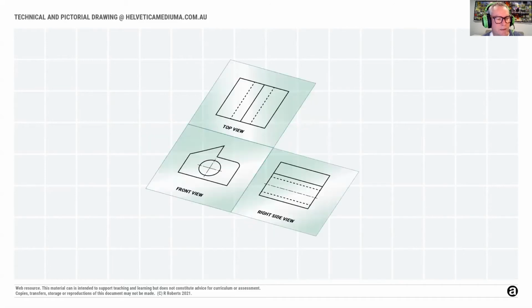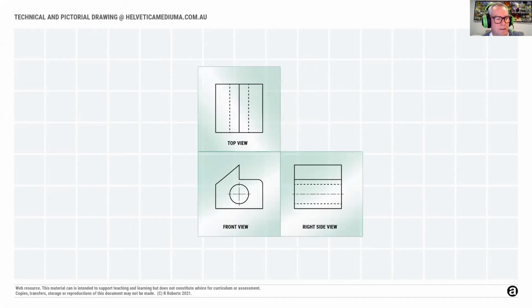As the drawing flattens, I rotate it until it's sitting in the correct position. Note, the top view is always on top. The front view is always sitting directly underneath it, and the right side view is always to the right.